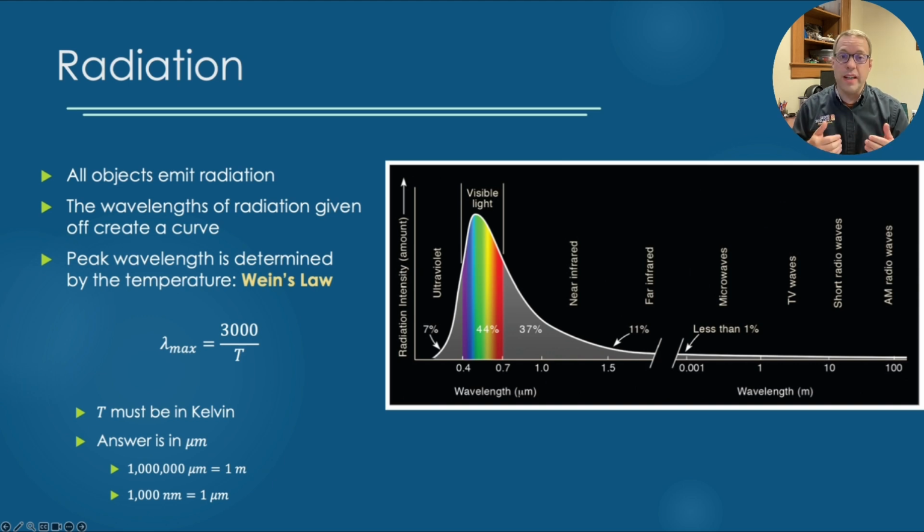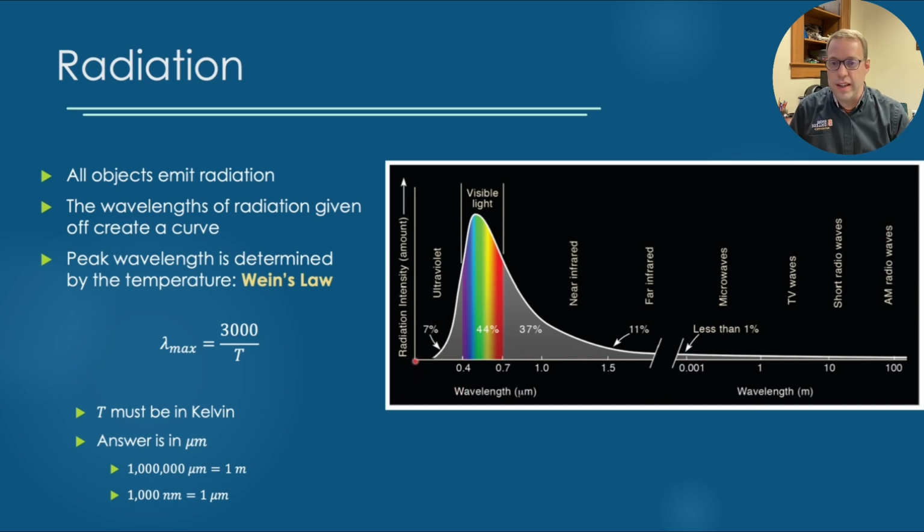Now, the wavelengths of radiation given off by an object depend on the temperature of the object. That's what we're going to see. But when they do, they tend to create a curve. Let me create a laser pointer here so I can show you. This is the black body curve for an object similar to the sun.